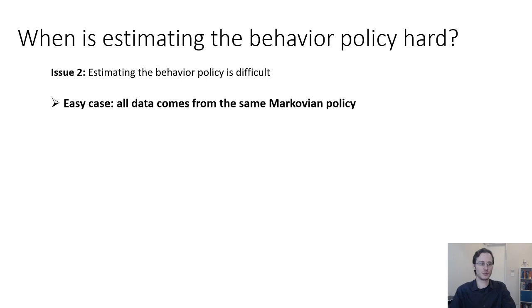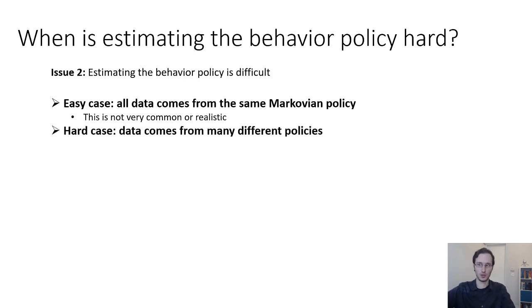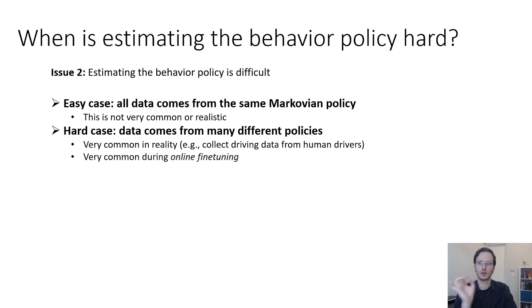So the easy case is when all the data comes from the same Markovian policy, but this is not very common or very realistic. If your data came from humans, they're certainly not going to be Markovian. If it came from many past tasks you've done, while each individual task might be Markovian, the mixture might not be. So the hard case is where the data comes from many different policies, and this is very common in reality. And it's also very common when you're doing online fine-tuning.